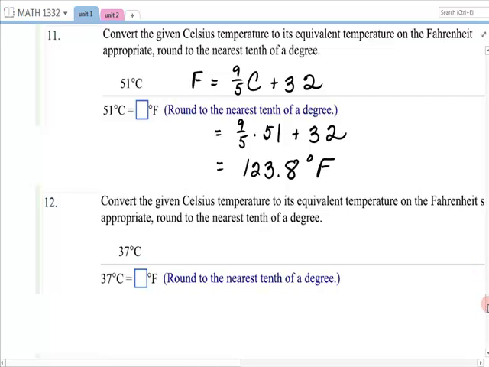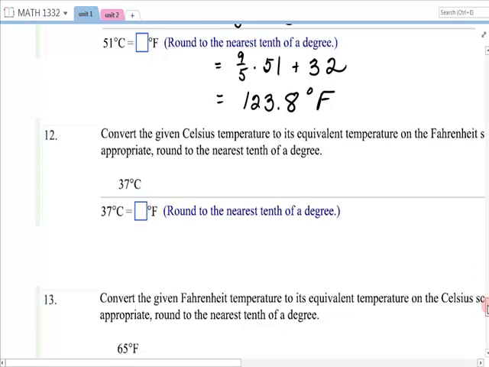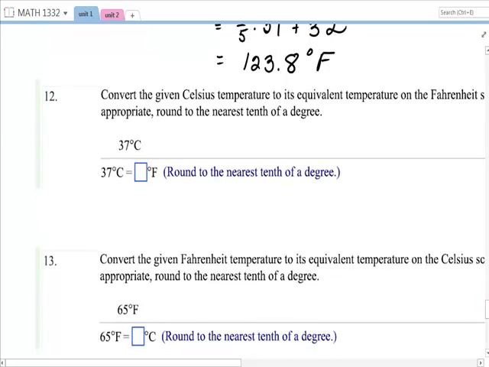All right. Let's skip number 12. Although we probably should do 12. I'm just going to tell you what the answer is. It is 98.6 degrees Fahrenheit. Is that a significant measurement to you? 98.6? Isn't that the Fahrenheit temperature for a healthy human body? That's our body temperature.